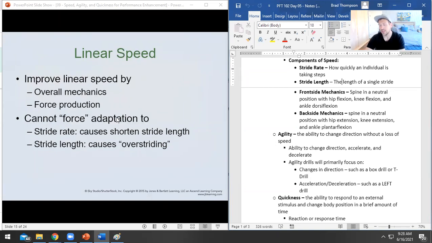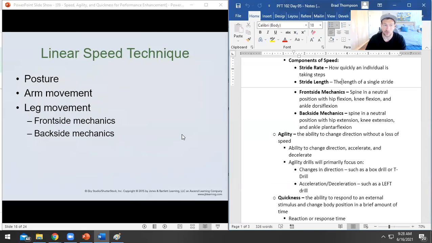Now, let's talk a little bit about mechanics when it comes to running. One of the things that we also know will help is improving your overall running form. We don't want too much stride rate because that can shorten your stride length and then you're going to lose speed. We also don't want too much stride length because then you overstride and that will affect your speed as well. So we want to make sure that we are running with proper mechanics in order to have optimal speed and force production.